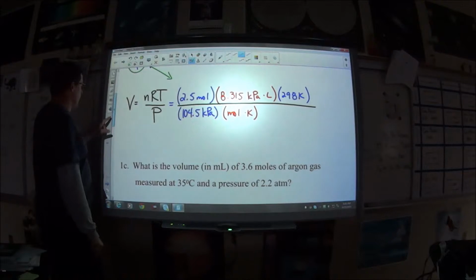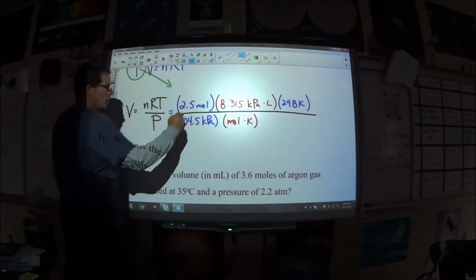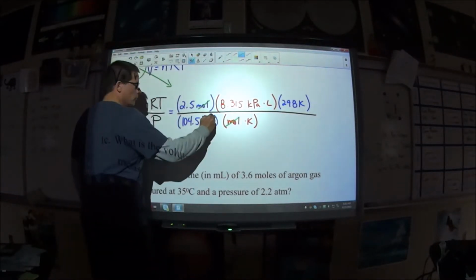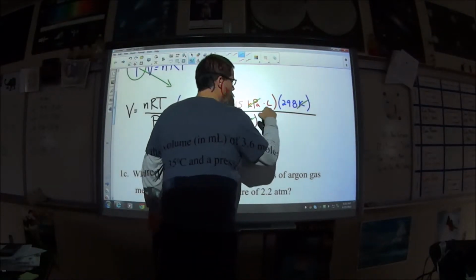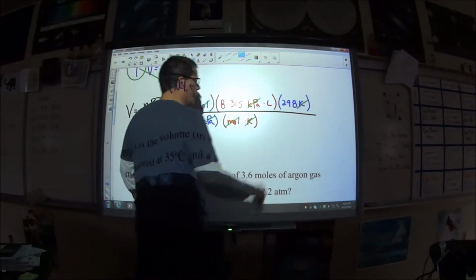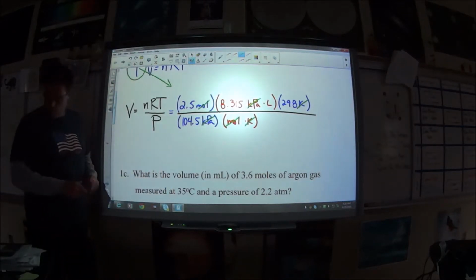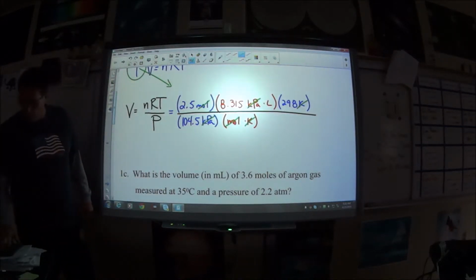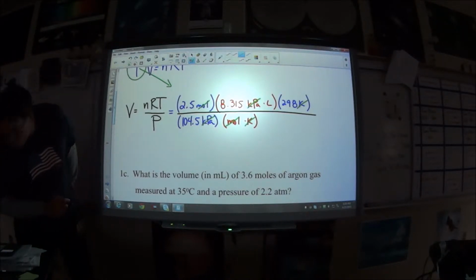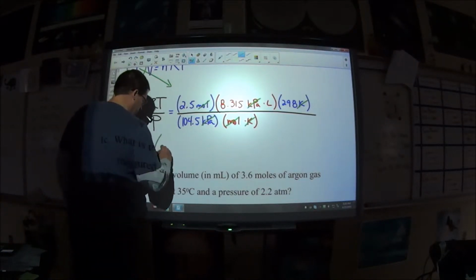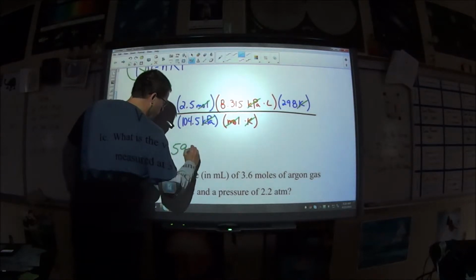So let's look at the units that can cancel. So moles are gone, kilopascal gone, Kelvin gone, and the unit that I'm looking for, liters. So that's a good thing. So we have our problem set up correctly. Type all that in and I get 59.3 liters.